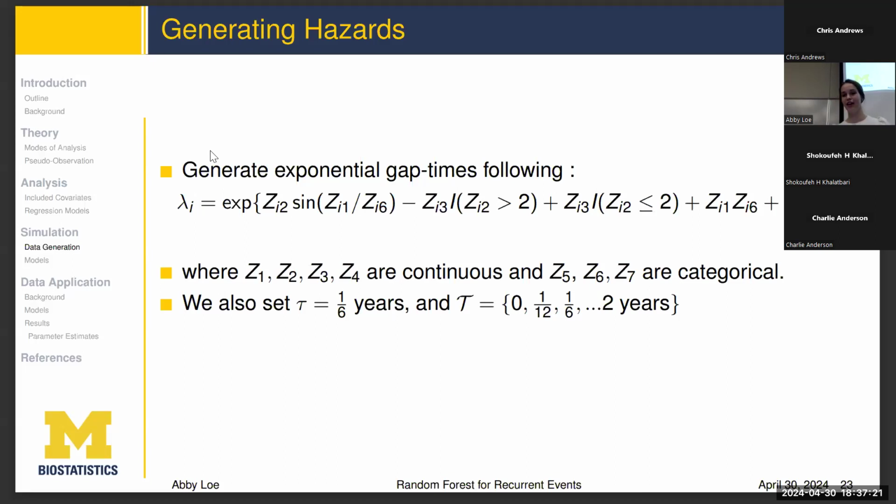So more specifically, our generating hazard is going to look like this. It's pretty ugly. If someone gave me this data set and said I think you should put a sine term in this, I would say I think you should leave. So it's meant to be messy, something you wouldn't think is what you should do. Z1 through Z4 are continuous, Z5 through Z7 are categorical. Other things in our simulation study: we're going to set tau to be 1/6 of a year, roughly 2 months, and check-ins happen every single month for 2 years.